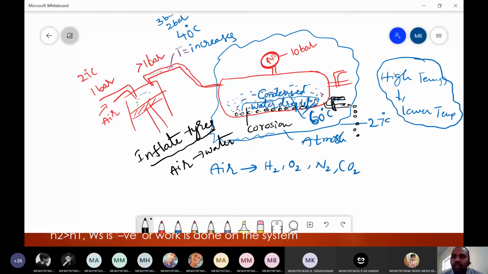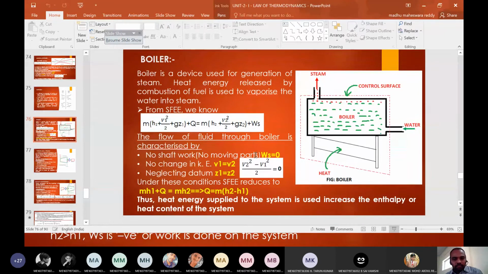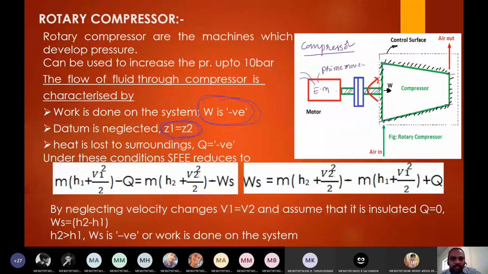My point here is that heat always flows from the high temperature to the lower temperature. So heat is lost to the surrounding. Heat is lost to the surrounding, therefore Q is equal to negative. Is this clear? Why is Q negative?